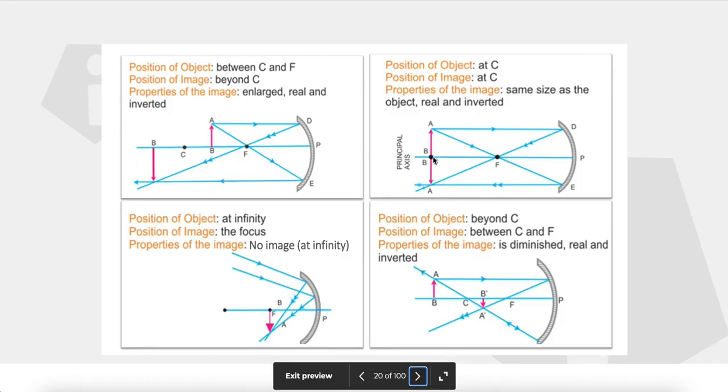If the object is present at the center of curvature, the image will also be present at the center of curvature, and it will be real, inverted, and of the same size. If the object is present at infinity, then its image will be present at the focus. While if the object is present at the focus, then the image will be present at infinity, or there is no image formed. If the object is present beyond the center of curvature, then the image is formed between the center of curvature and the focus, and it will be diminished, real, and inverted.